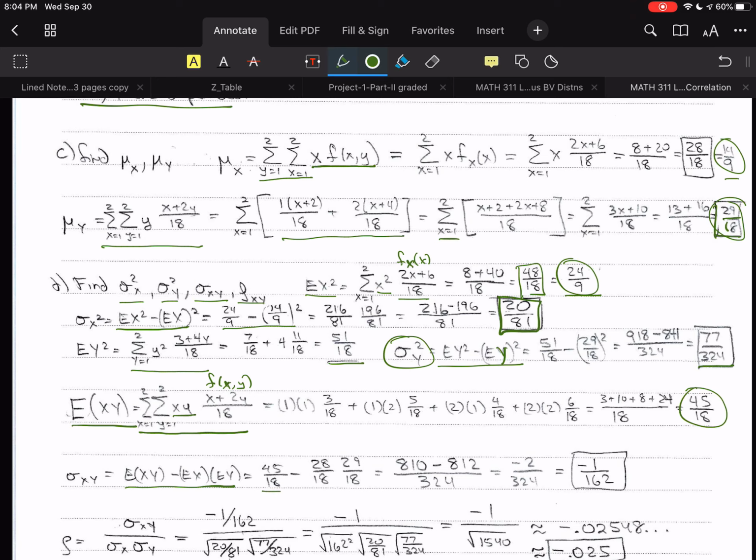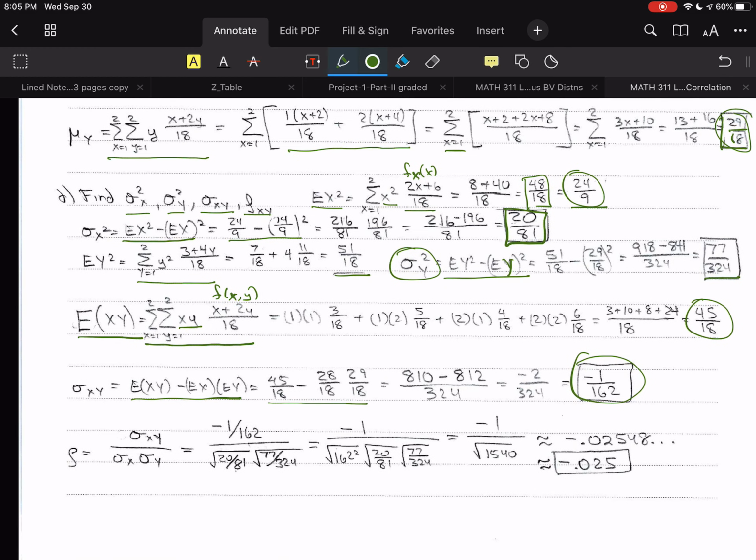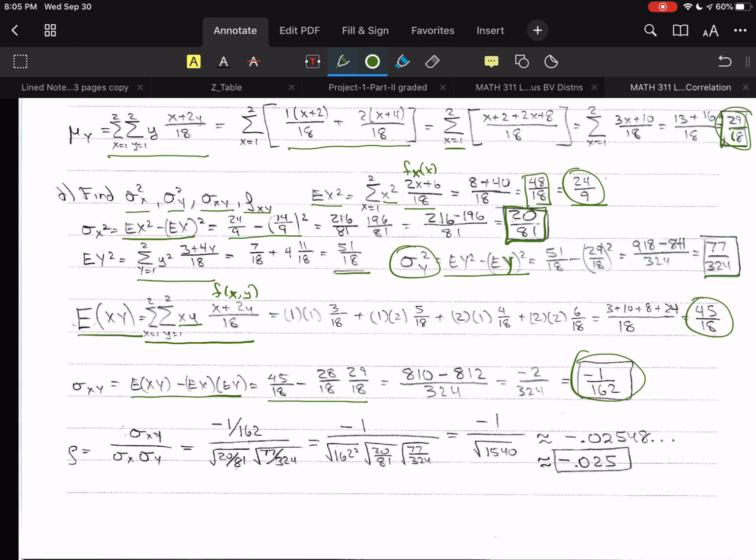We plug that into our formula for the covariance, and we end up with a covariance of negative 1 over 162. Now we find the correlation, which is the covariance divided by the standard deviations of x and y. And don't forget to take the square root of the variance here. And so we plug in these values. We get negative, rearrange the fractions, and this is the exact value, sorry.